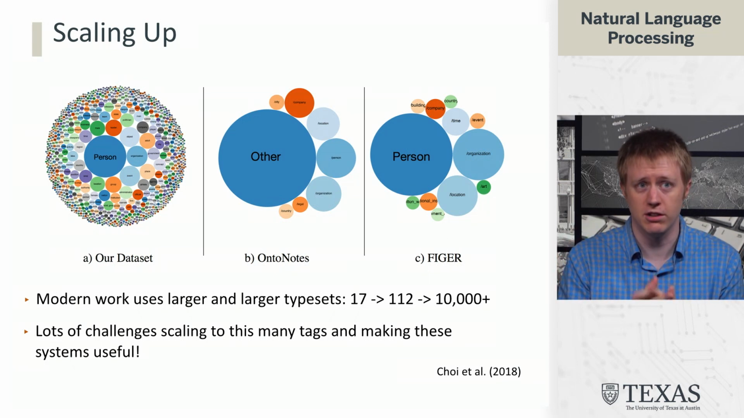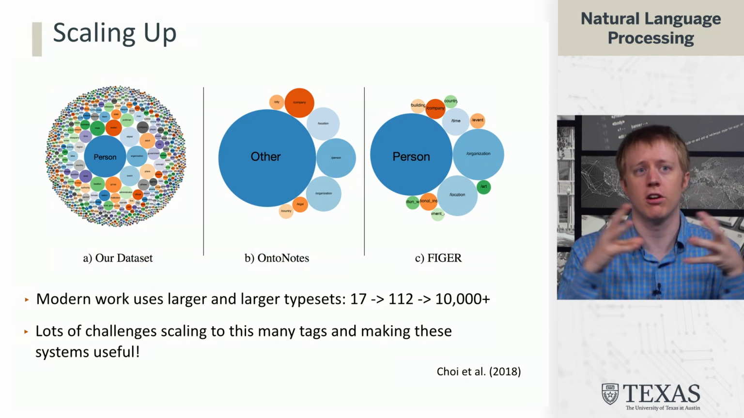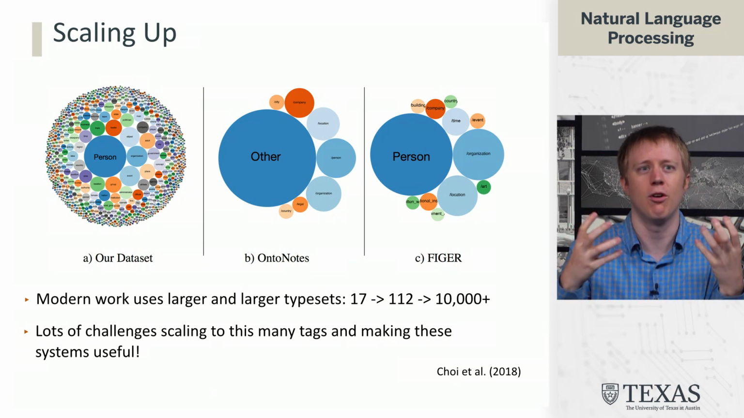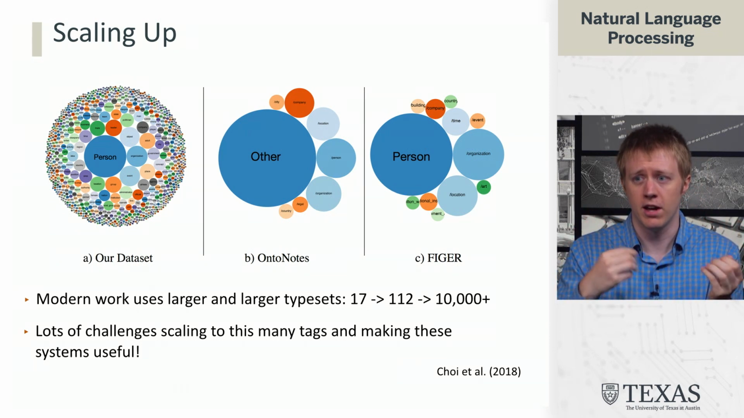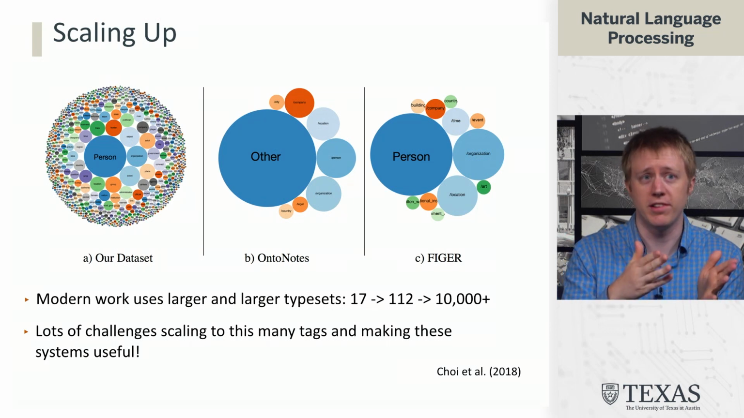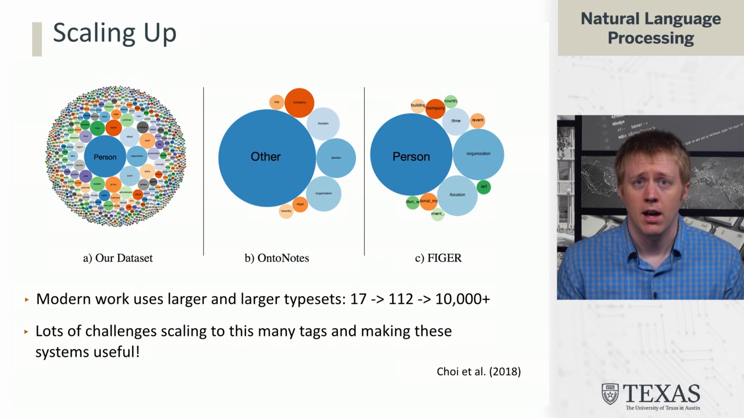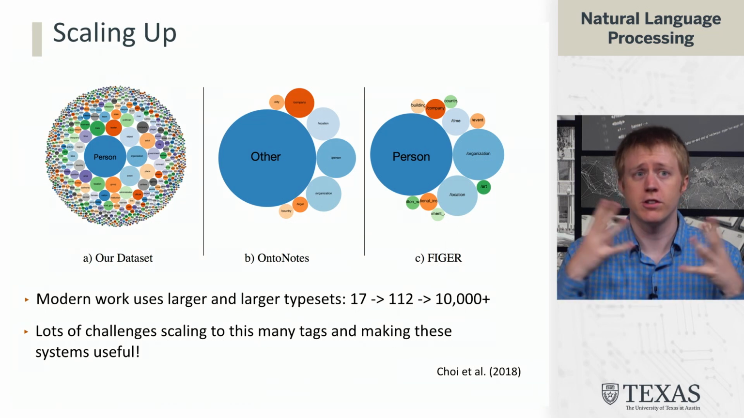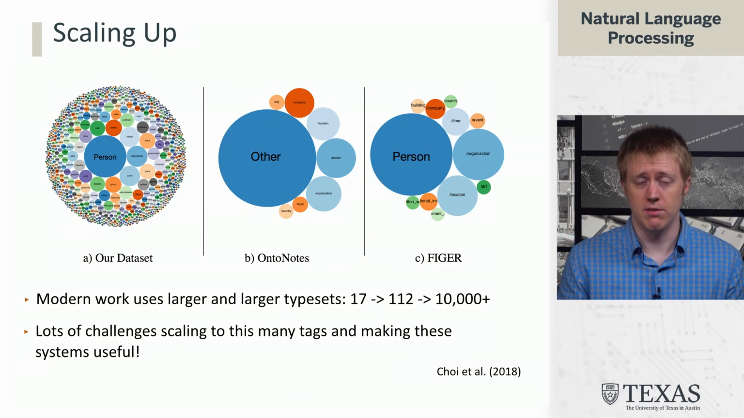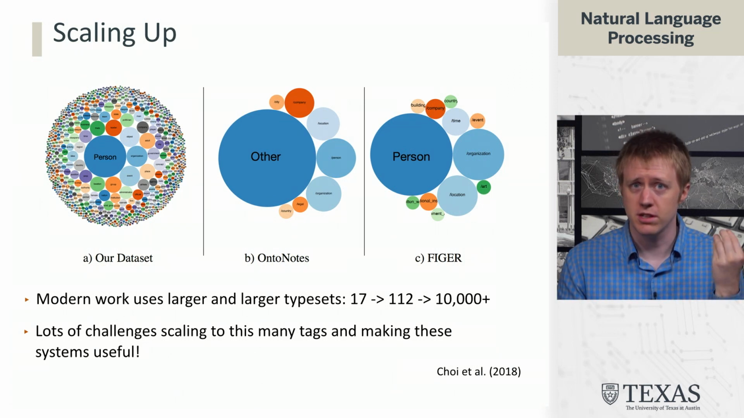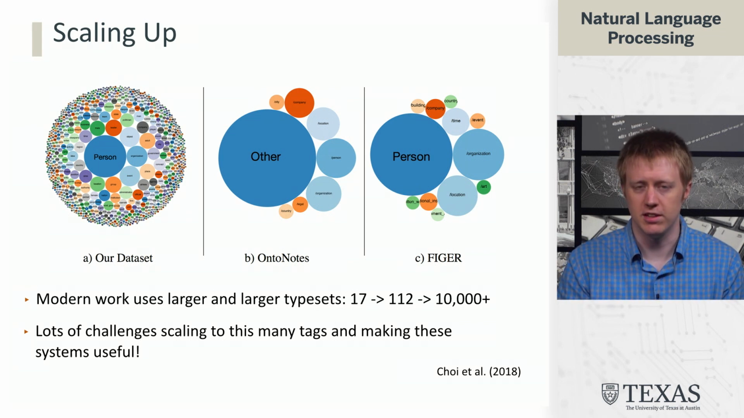There are a lot of challenges associated with predicting in such a large tag set. You no longer have mutually exclusive tags. They now overlap. So you'll have tags like person and also president, where you want to assign both tags to the same person. These large tag sets can be very useful. They provide much more fine-grained information that can be used for downstream tasks, but the applications and uses of these are still being explored.